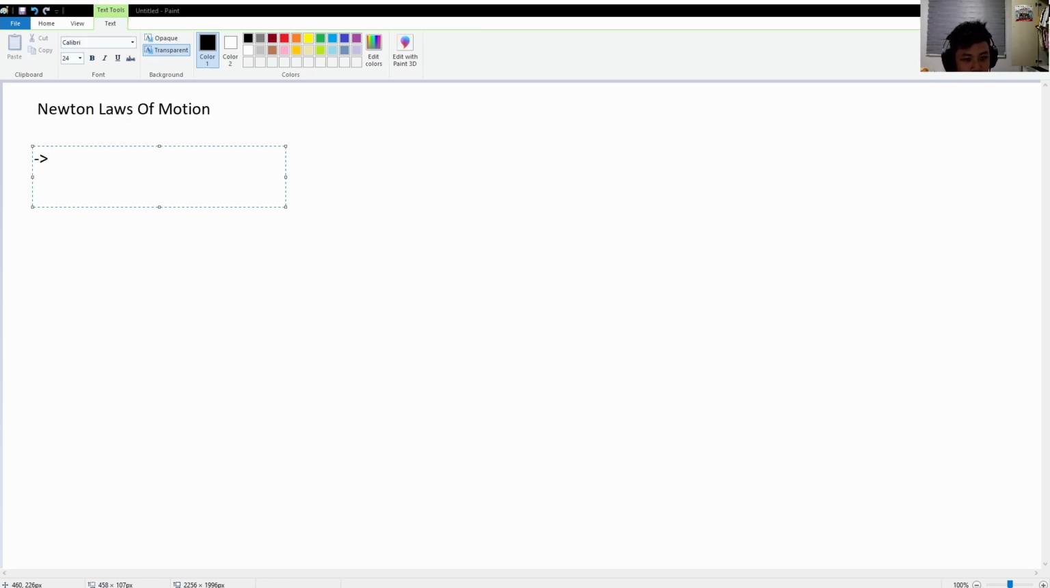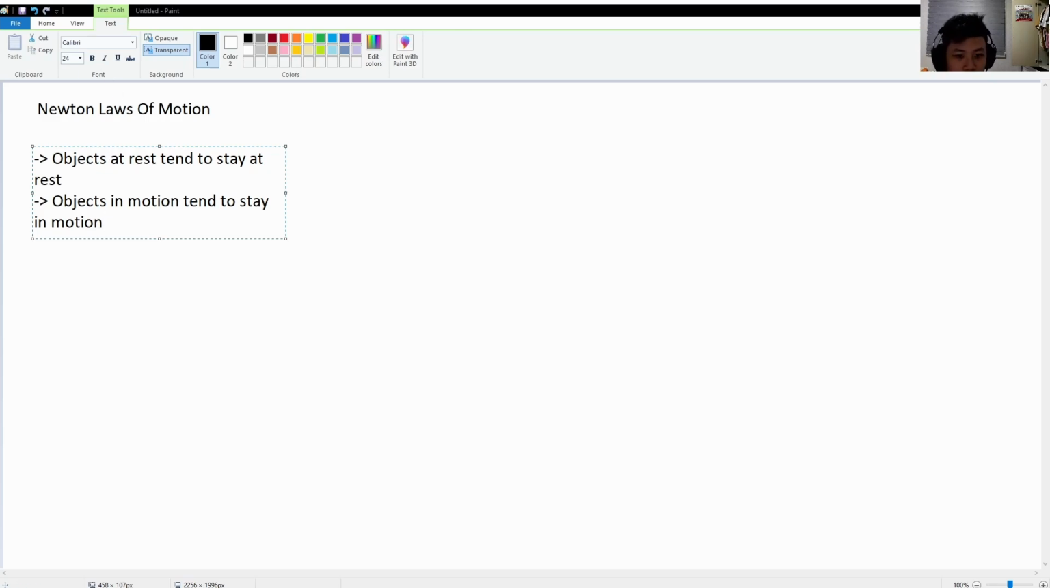First one is, objects at rest tend to stay at rest, and objects in motion tend to stay in motion. So let's see the first one. An object at rest tends to stay at rest.